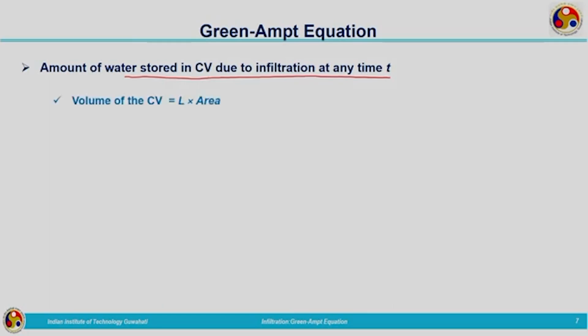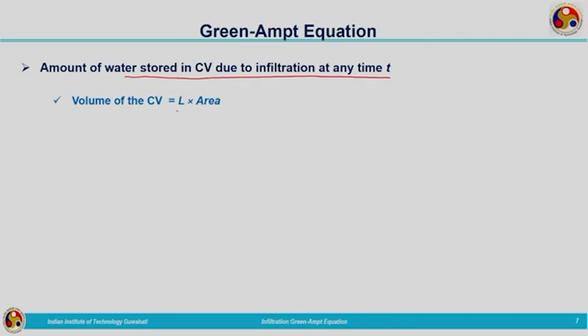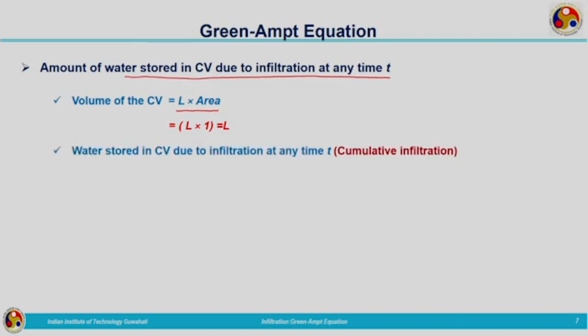First we need to get the volume of the CV. The cross-sectional area is unity and the depth is L. So the volume of the CV is L times area, which can be written as L multiplied by 1, that is equal to L. Now we need to get the water stored in the control volume due to infiltration at any time t. What is the total amount of water stored? It can be represented by the cumulative infiltration, that is, the amount of water infiltrated within a time t.